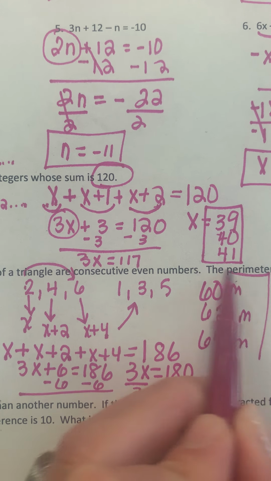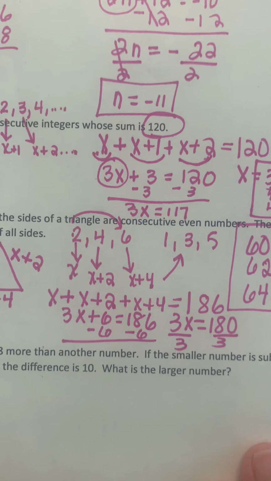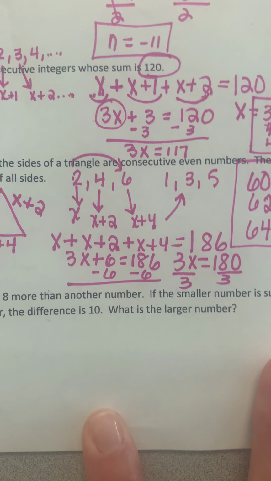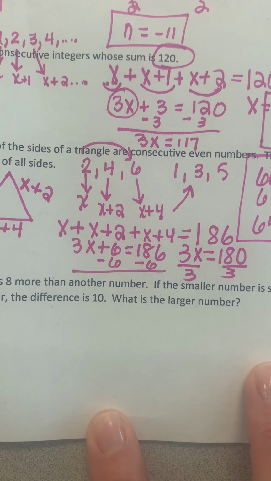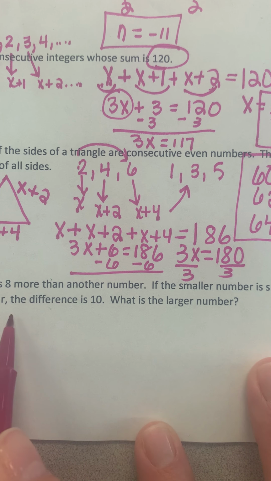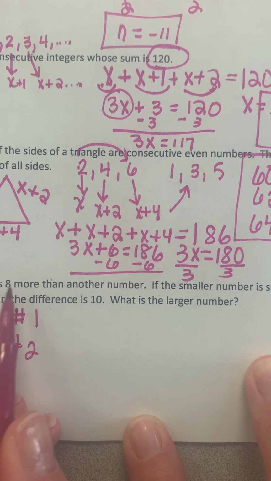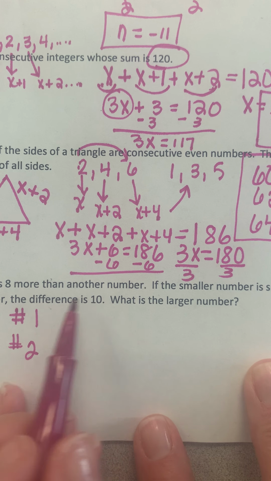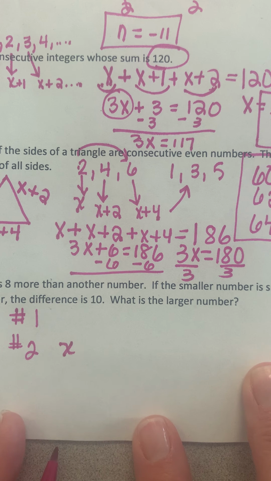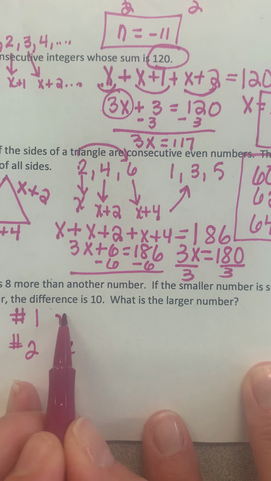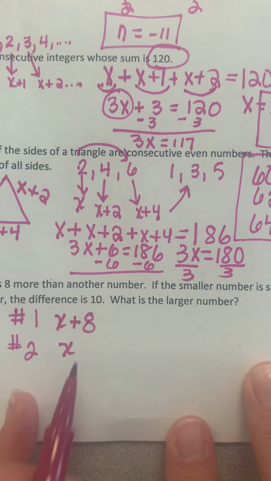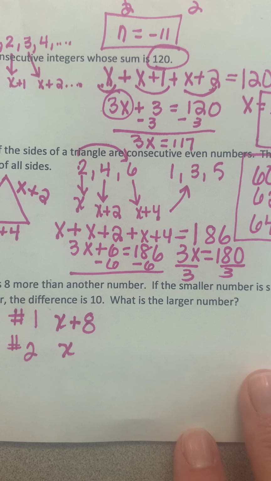One number is 8 more than the other. So what I would do is like when I did the review for the first day, you have number 1 and number 2. One number is 8 more than the other. So I would let 1 equal x. The other number would be 8 more than that, x plus 8.